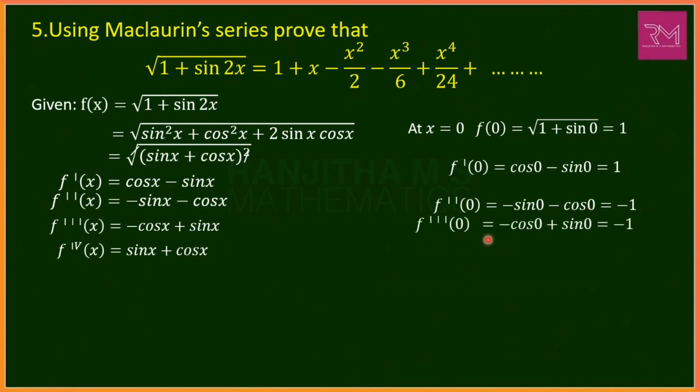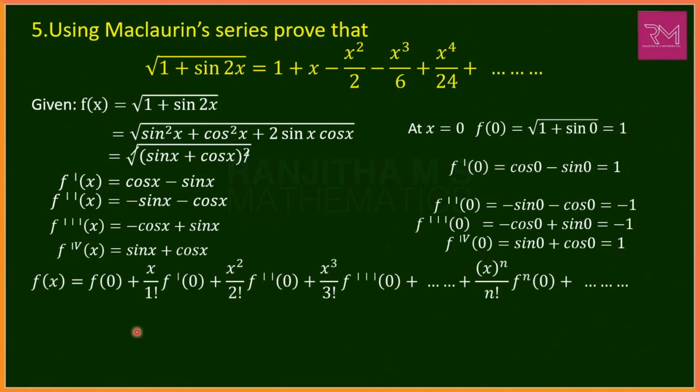Similarly, f triple dash of 0 is minus cos 0 plus sin 0. Here sin 0 is 0. Here we get minus cos 0 value is 1. Hence we get this value is also minus 1. Similarly, f power fourth derivative at x equal to 0 is sin 0 is 0 plus cos 0 is 1. Hence we get f power fourth derivative at 0 is 1.